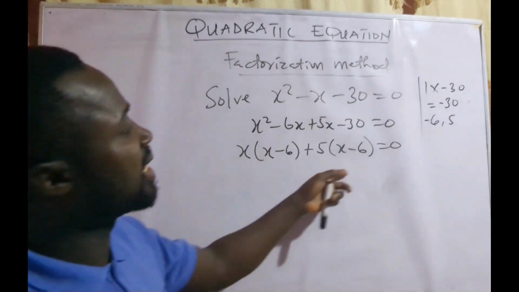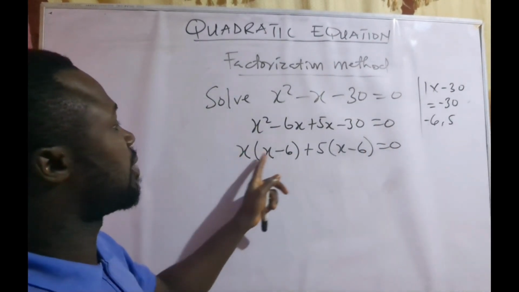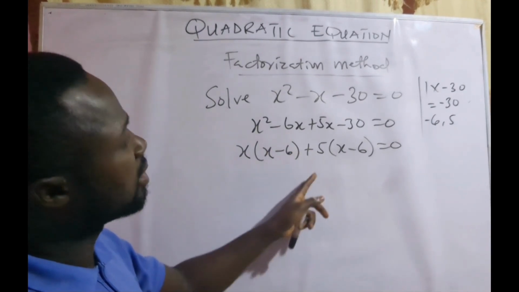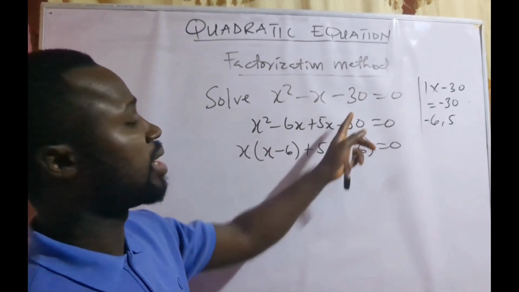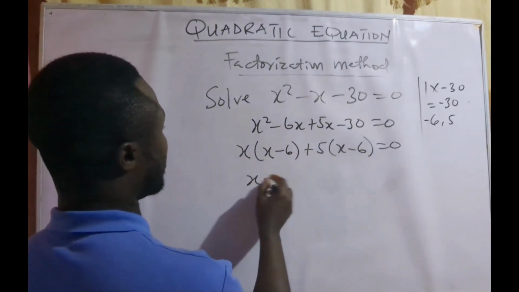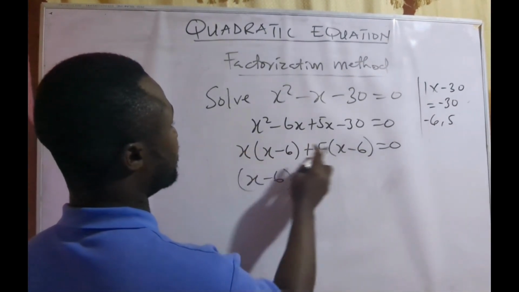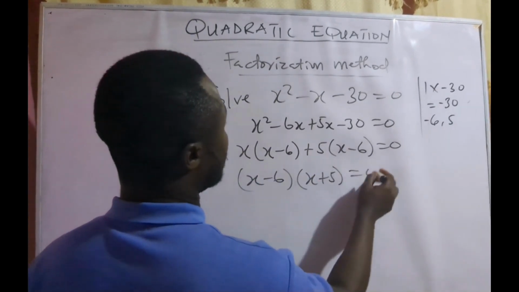So that when you expand this, you are going to get back this. x times x will give me x squared, x times minus 6 will give me minus 6x, 5 times x will give me 5x, 5 times negative 6 will give me minus what? 30. So the highest common factor here will also be x minus 6, and then we have x plus 5 left here equal to 0.